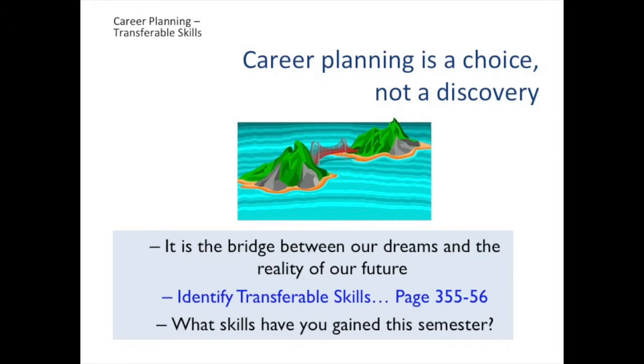So the book suggests, Dave Ellis suggests, that career planning is a choice, not a discovery. So what this really suggests is we don't just stumble upon what we're going to do. What we're going to do, our career, is a series of decisions that we make. So one of the things that we're doing right now in college is selecting the courses that not only meet degree requirements, but also those courses which build up our transferable skills.